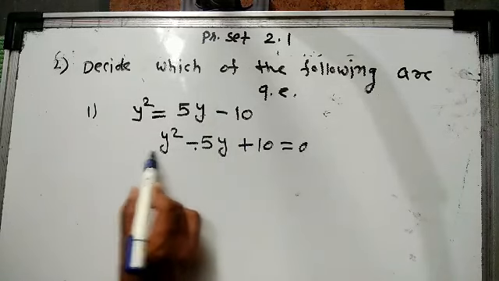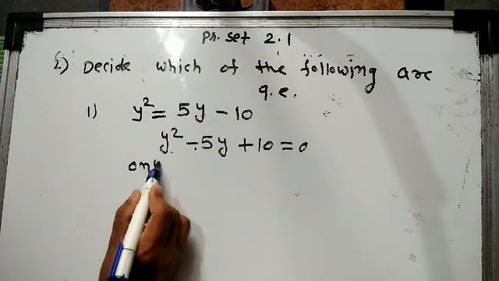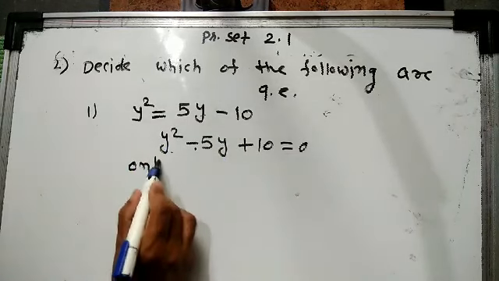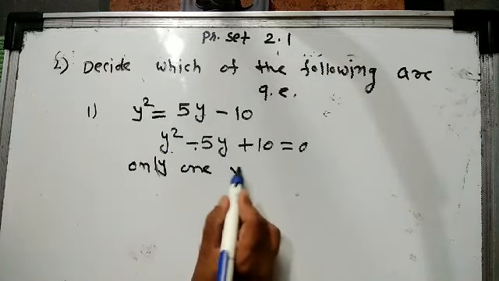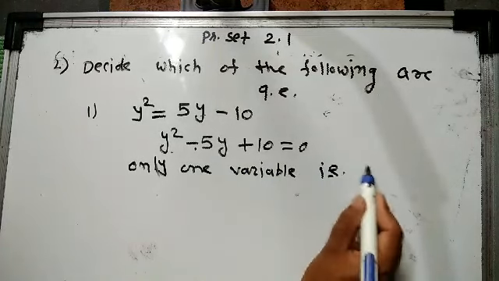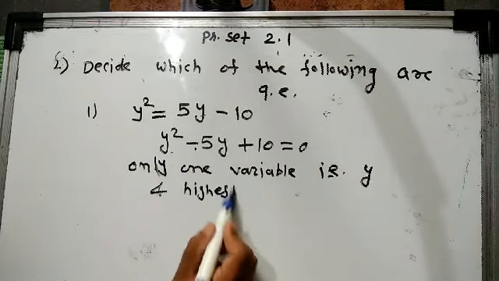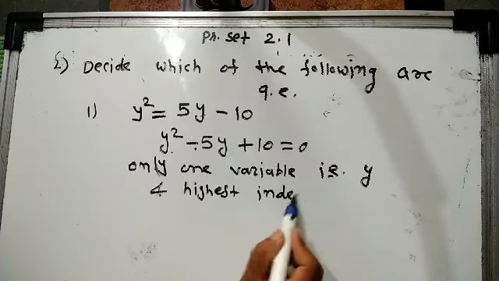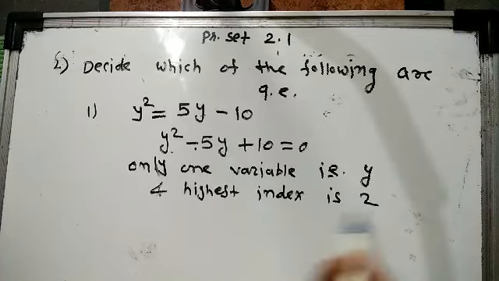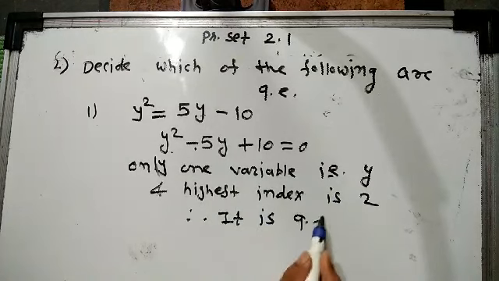Here again, how many variables are there? There is only one variable, that is y, and highest index is 2. Therefore, it is a quadratic equation.